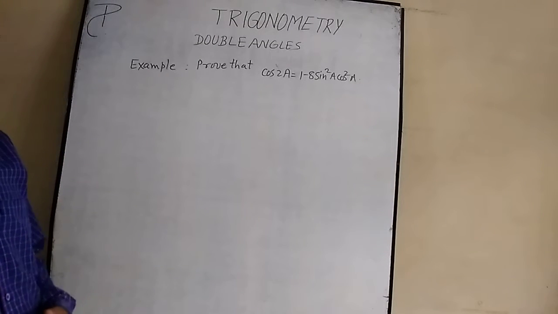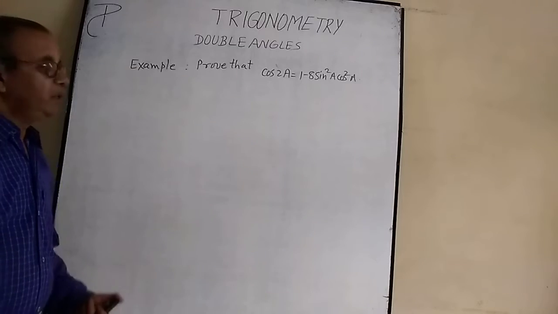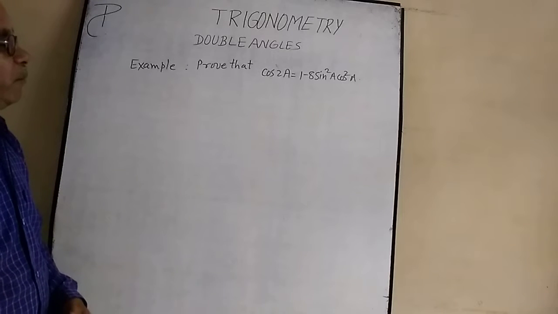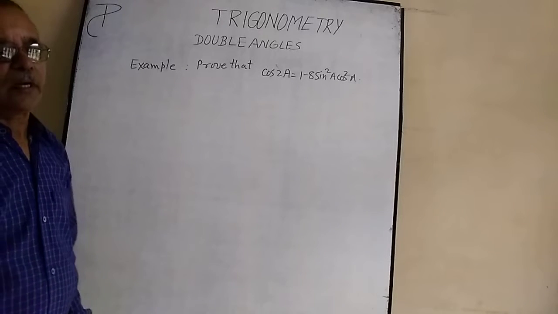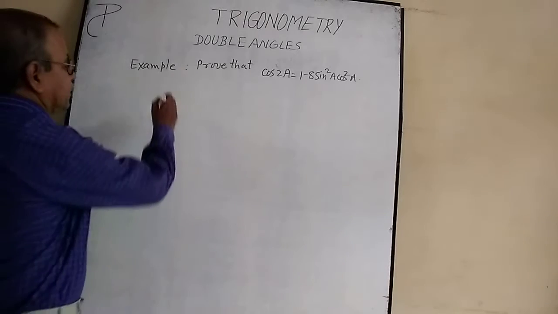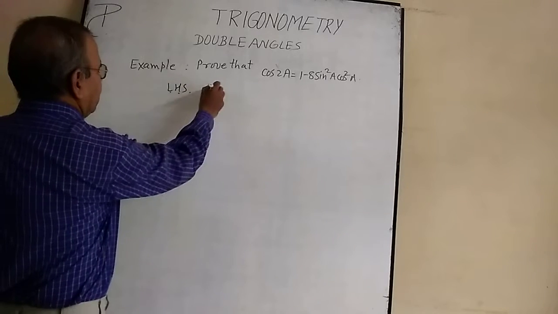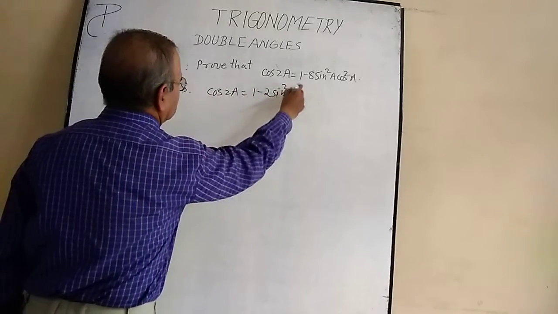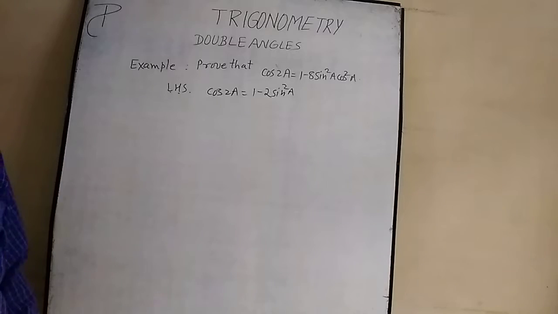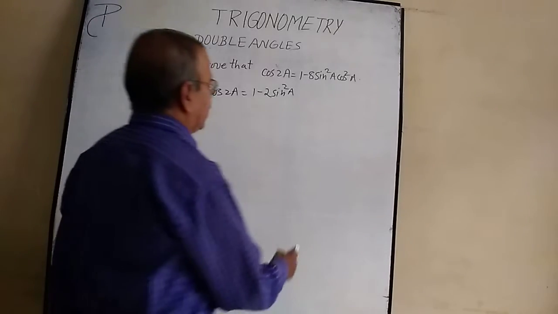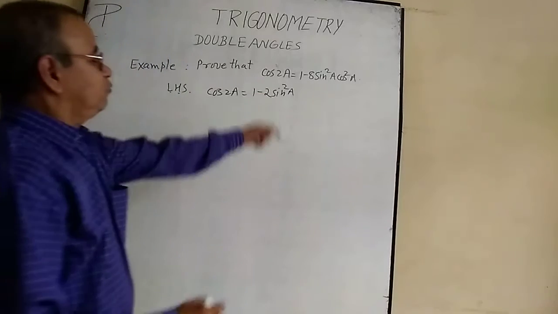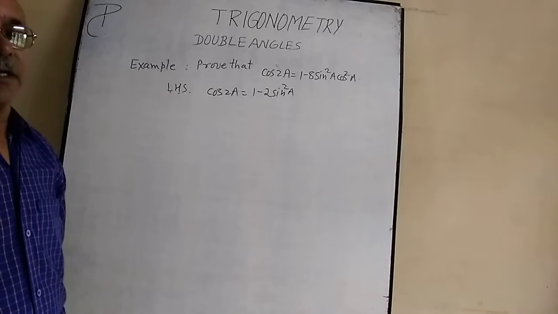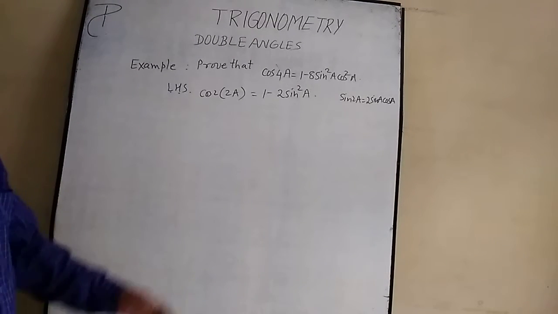Here we solve an example based on the double angle: prove that cos 4a is equal to 1 minus 8 sin square a into cos square a. I take this LHS and apply the standard form, 1 minus 2 sin square a. As we know, this 2 sin square a can be written in the form of a double angle. I just modify the question.